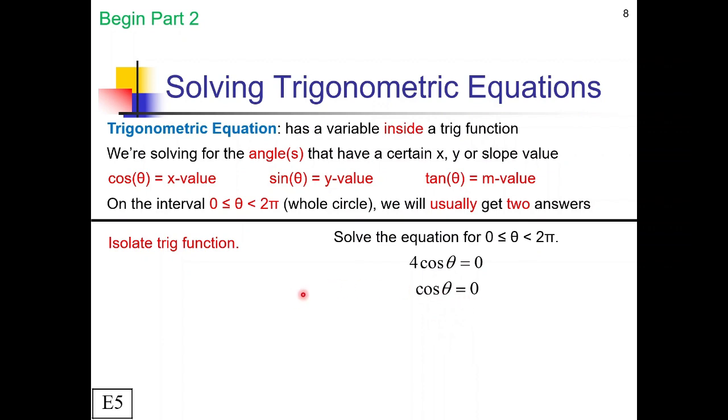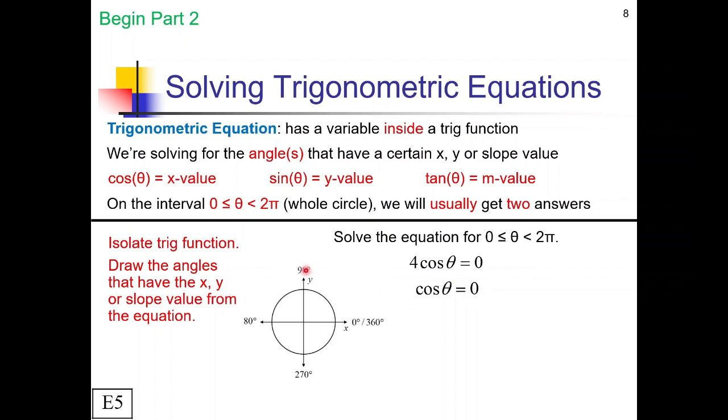Great. Now what? At this point, we're going to actually draw the angles that have the x, y, or slope value from this equation. So I'm going to draw a little unit circle here. And I basically want to draw the angles where we have, let's see, this is cosine, so angles that have an x value of this number, 0. So where on the unit circle do I have 0 for x? Well, x is 0 on the y-axis here. So that's going to be up here. That's one angle that would have an x value of 0, and also down here, so two different angles.